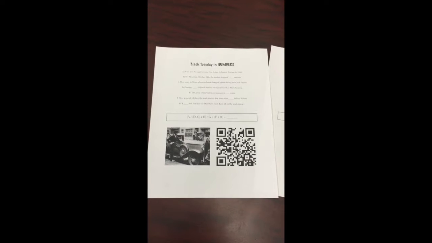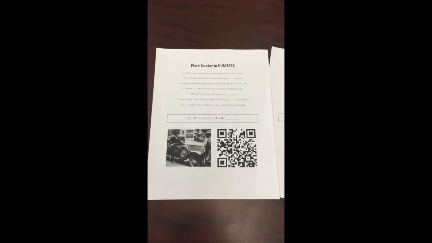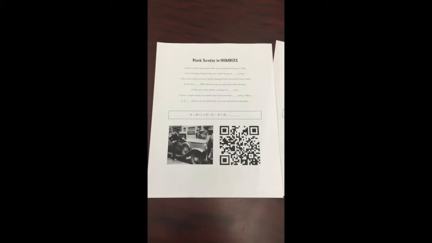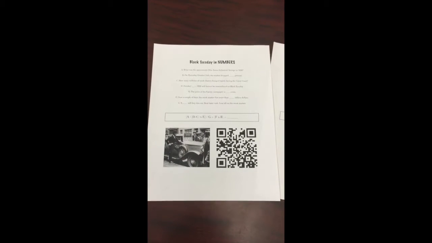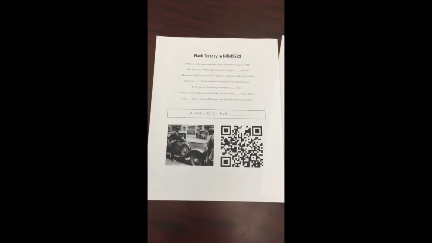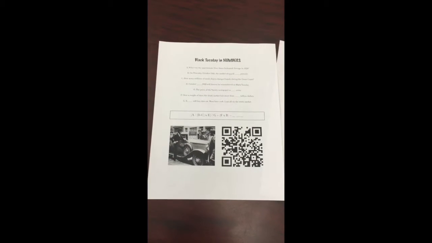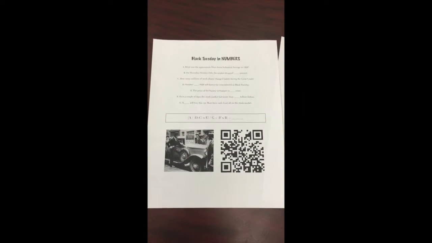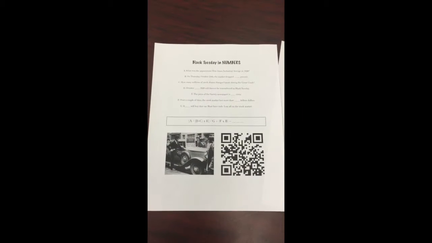The first clue is the Black Tuesday in Numbers clue. The first page is an answer key, so be certain not to distribute that to students. There are several options for this clue. The first option requires a QR code reader. Students will scan the QR code, watch the video, answer questions about the video, and plug those answers into the equation in the middle of the sheet.